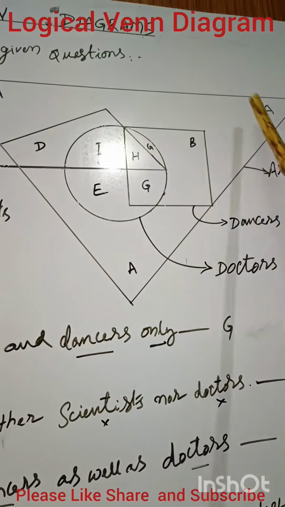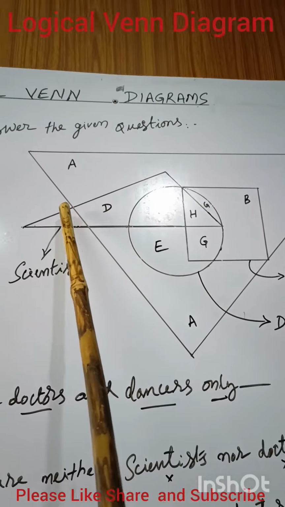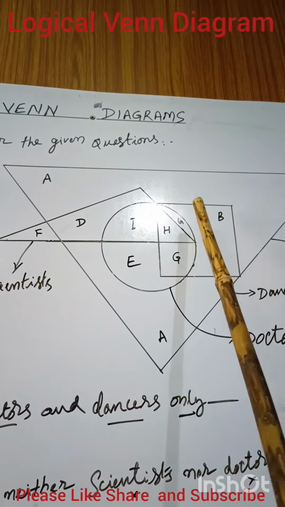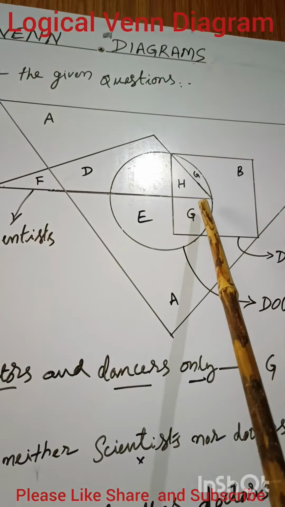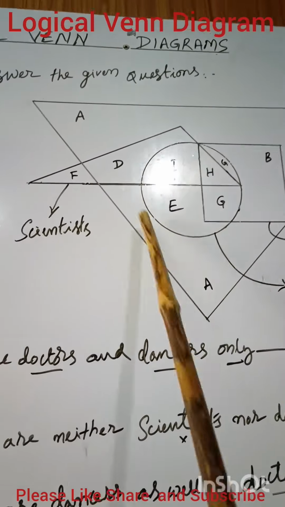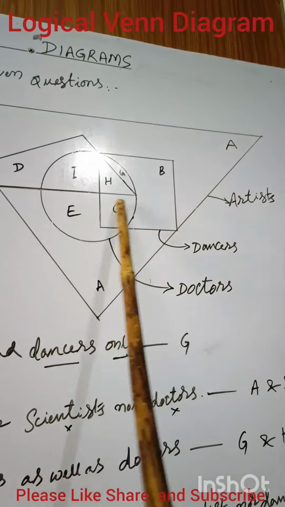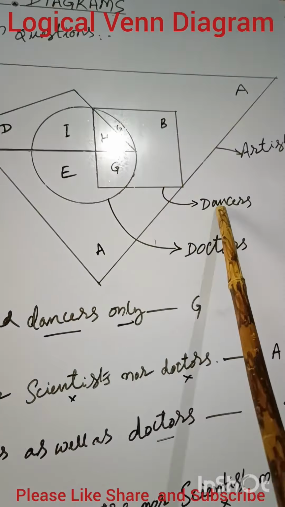So in this, areas are marked. This is only covering this big triangle A, and the small triangle covering F, D, I, H. This part is H only. Then the circle covering I, H, G, E, and the triangle covering B, G, H, G. So like that we covered. The big triangle represents artists, the small triangle scientists, the square represents dancers, and the circle represents doctors.